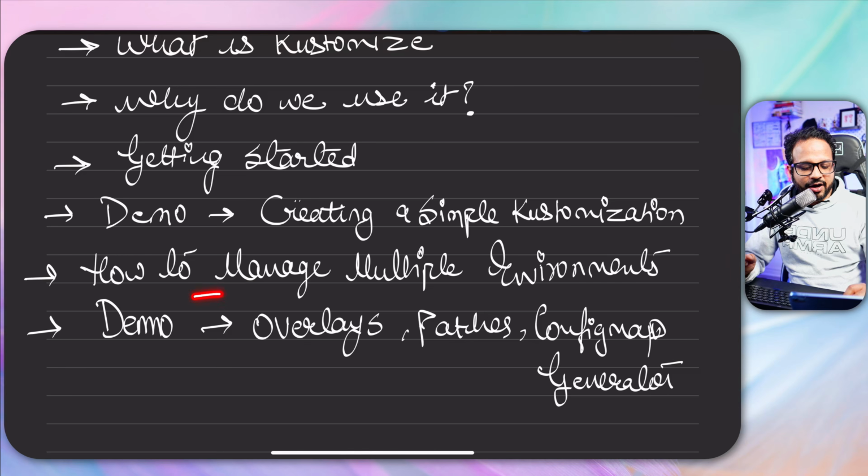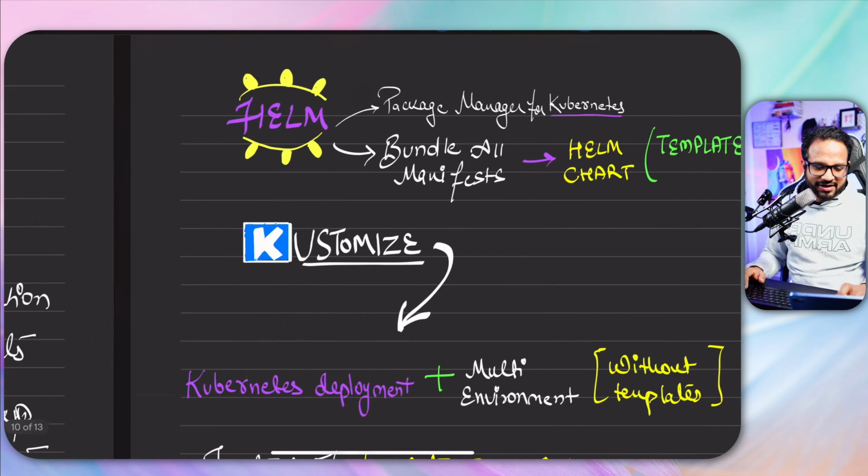Okay. Then we see how do we manage multiple environments using Kustomize, because the true power of Kustomize lies in managing multiple environments at once using the same files. So this is what we're gonna discuss from the concept perspective, and then we'll be doing the demo of the same. We'll cover overlays, patches, config map generator, and so on. So these are all the essential concepts of Kustomize. And as I've told in the beginning, this video might go a little longer than I expected. So make sure you watch till the end. Okay, so let's start with the first one.